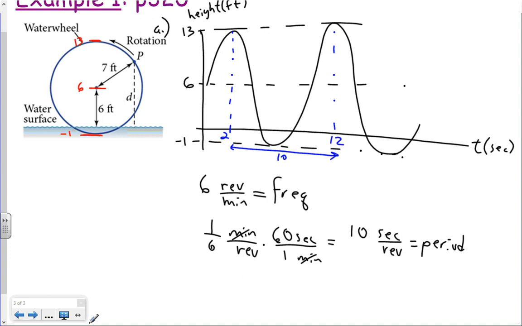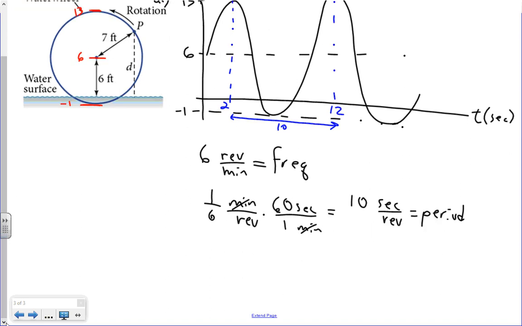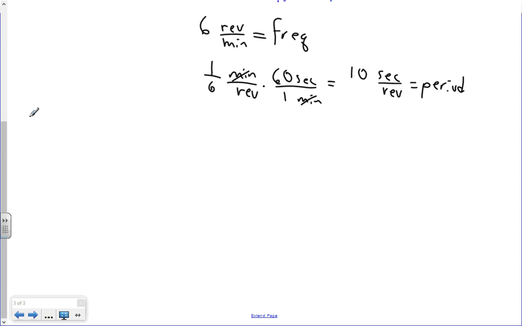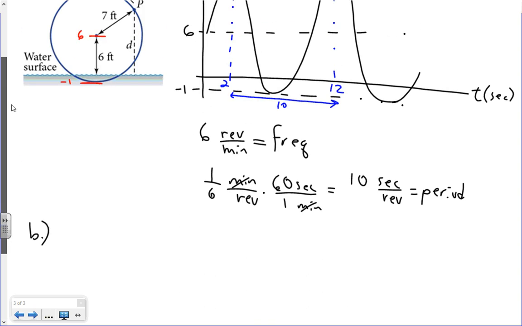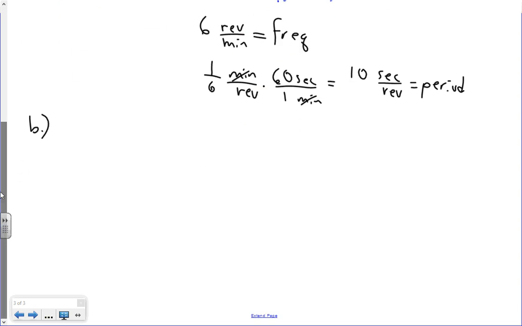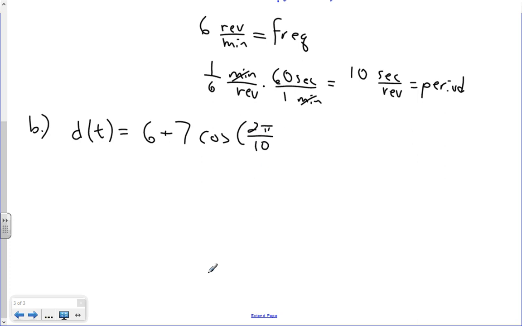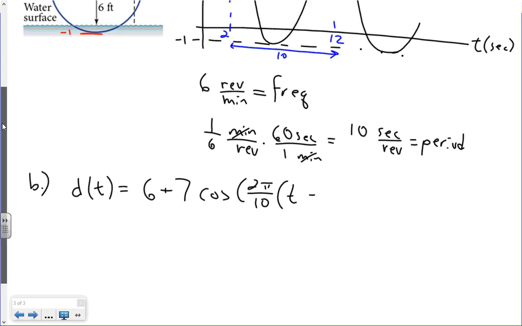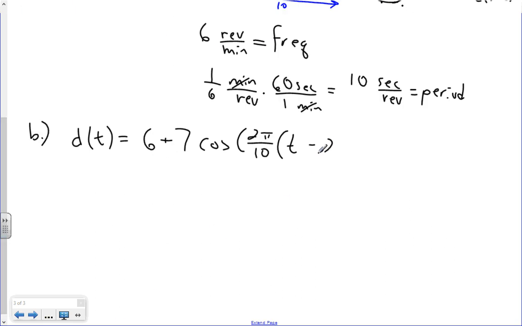All right, so for part B, they want us to come up with our equation now. So let's find an equation for this. And we got pretty much everything marked on our sketch that we need to do this, right? D of T is equal to 6 plus 7 times the cosine of 2 pi over 10 times T minus 2. So we said, yeah, 2. There we go. There's our equation.